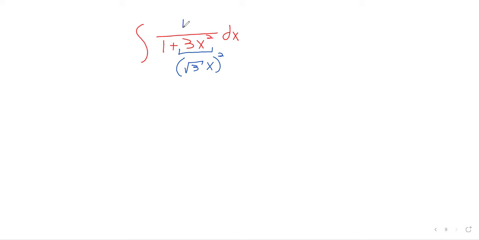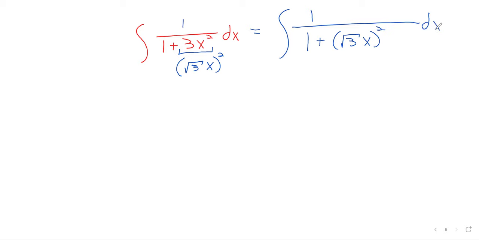So the square root of 3x squared. And this gives us, well, no, I was trying to save space, but it does not give us that. Trying to save space is a remnant from when I was still on a blackboard and absolutely pointless. Let's write this all out. 1 over 1 plus the square root of 3x squared.